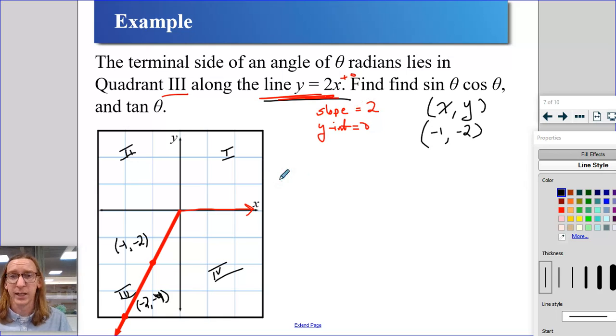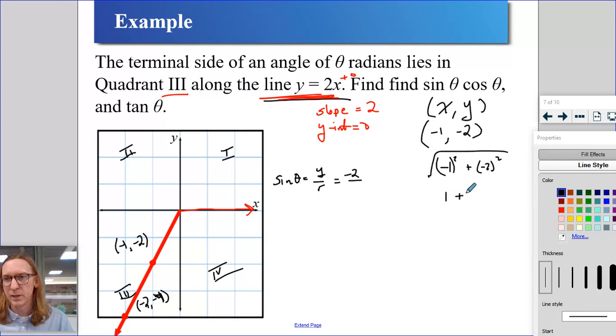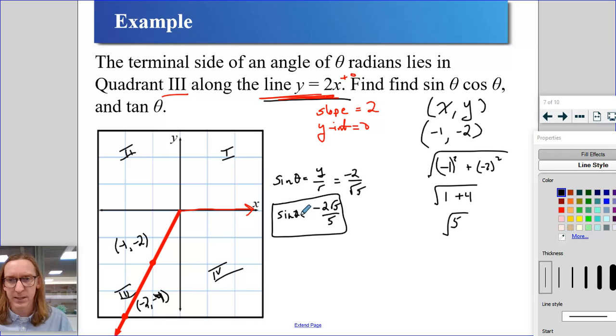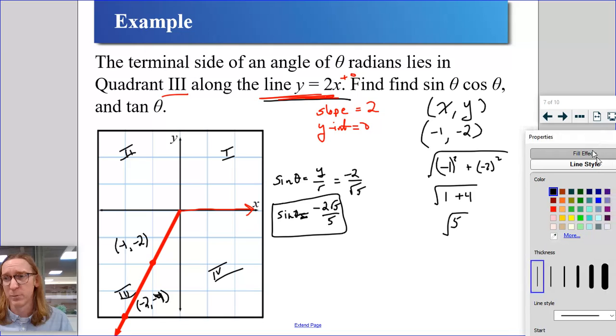All right. Sine of theta is y over r, which is -2 over the square root of (-1) squared plus (-2) squared. That's 1 plus 4. Remember, squaring a negative is a positive. So r is the square root of 5. When we rationalize that, this is a process that you've done hopefully enough times, I end up with -2 root 5 over 5 for the sine of theta.